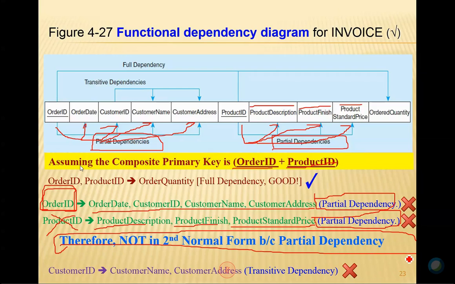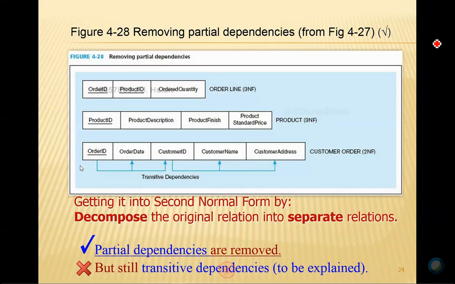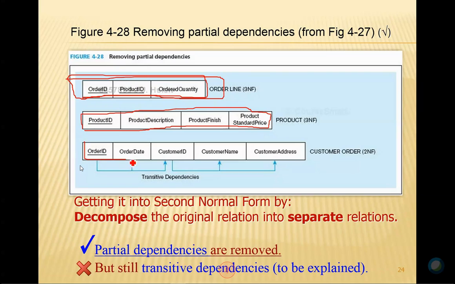So the solution is to break down the one that has a partial dependency, and then the one that has a full dependency, make it a separate entity, like this one here. The one that has partial dependency, make it one table, and then for order, create another table. So we have three tables right here. Order, product, and then the order line, okay? Order line uses a composite primary key, order ID and product ID.